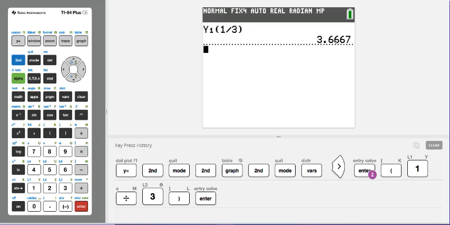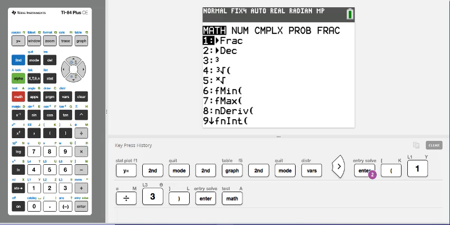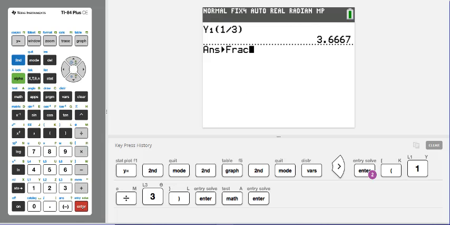Now, why is that important? Well, they don't want you to put it in as a decimal, right? They want you to put it as a fraction. So once I have that, I can hit this button, math, and then hit enter. So it's going to take this fraction or decimal and put it back as a fraction. So that's a way to do that. Okay, it's pretty cool. I highly advise you to do that.